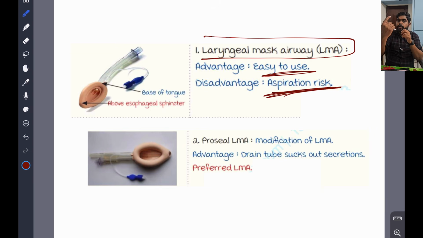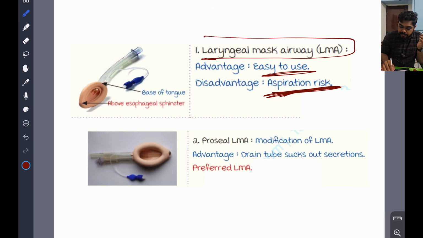Whenever you are putting an endotracheal tube into the trachea, it is safe. It is going to the lungs. If the LMA is there, along with the air, some fluid or something can go to the lungs. It causes aspiration, risk of aspiration.